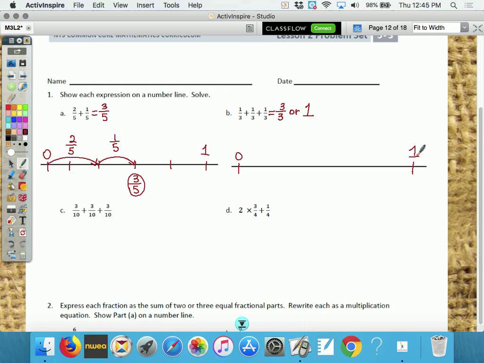If I divide it into thirds, so Lynn, how many tick marks do I need? 1. That'd be halves. Alex? 2. Remember, it's always 1 less than the number, 1 less than the denominator. Okay, so this is quite simple.